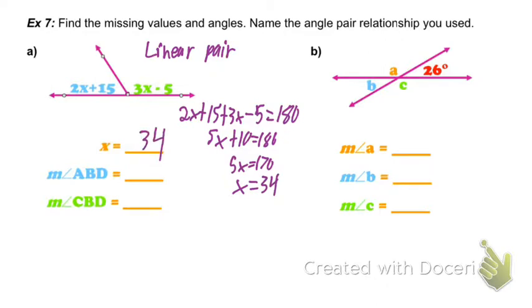Then we're also asked to find the other two angles, ABD and CBD, by plugging it in. I didn't add the points in though. A, B, D, and then CBD. Okay, I added them in now. The light blue corresponds to the light blue on the slide, and the green corresponds to the green.